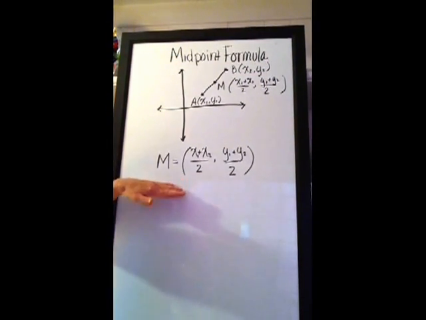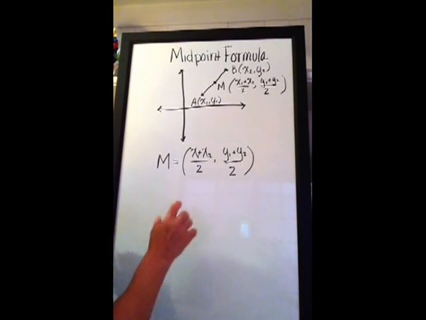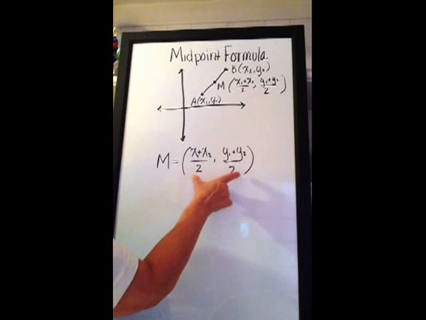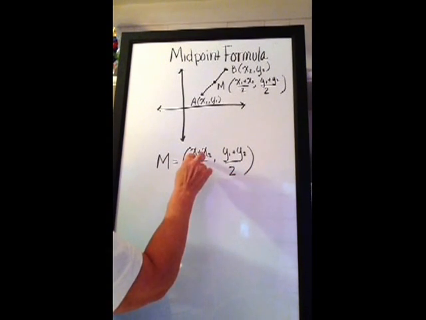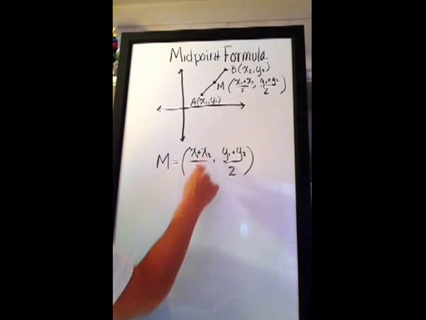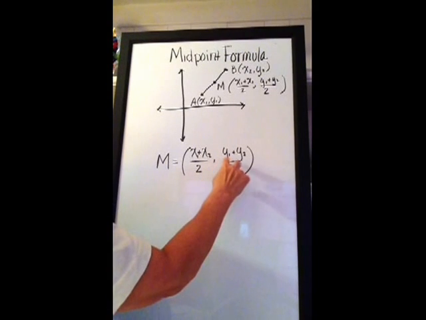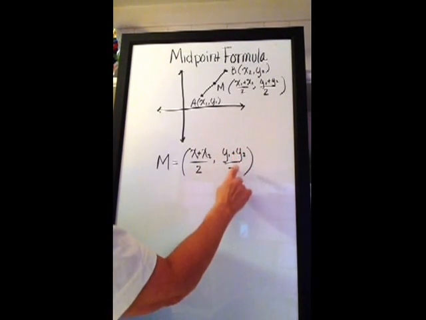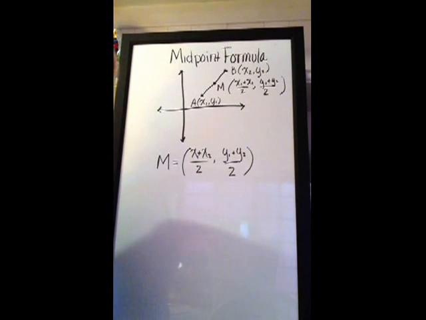The midpoint formula then is: the coordinates are the sum of the x's, x1 plus x2, divided by 2, and the y coordinate is the sum of the y's, y1 plus y2, divided by 2. All right, we'll try an example.